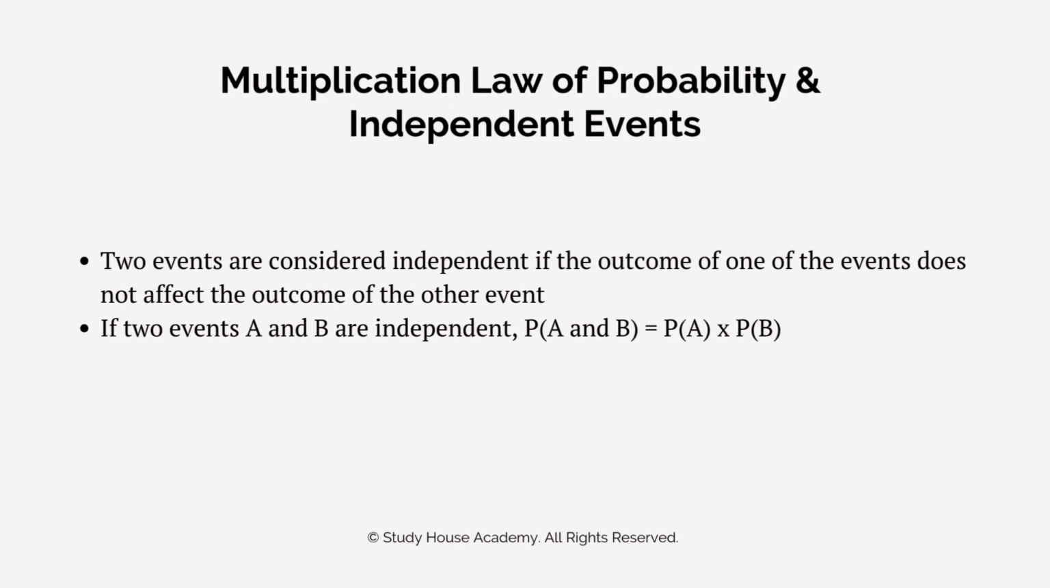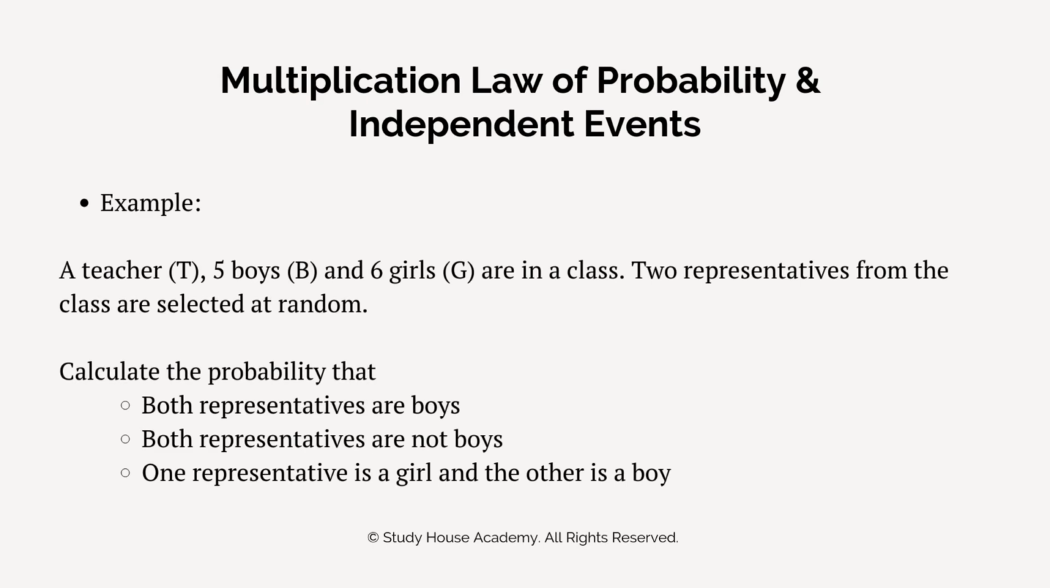Finally, let's discuss the multiplication law of probability for independent events. Two events are considered independent if the outcome of one of the events does not affect the outcome of the other event. If two events A and B are independent, P(A and B) equals P(A) multiplied by P(B). For instance, let's say we're picking representatives from a group with teachers, boys, and girls.